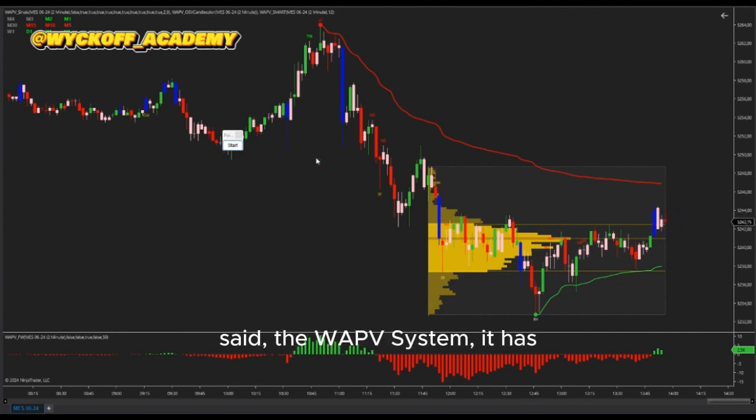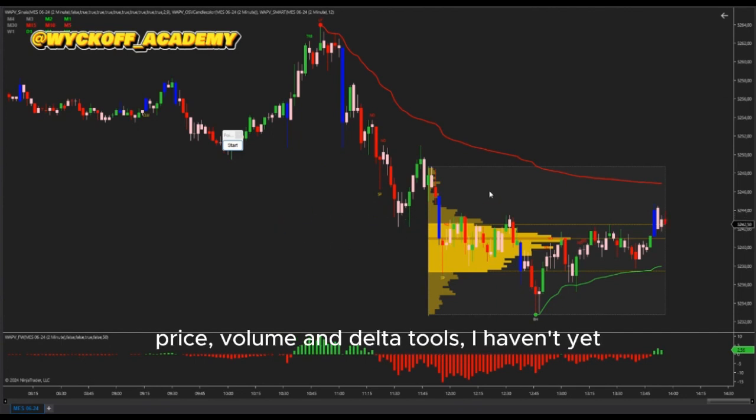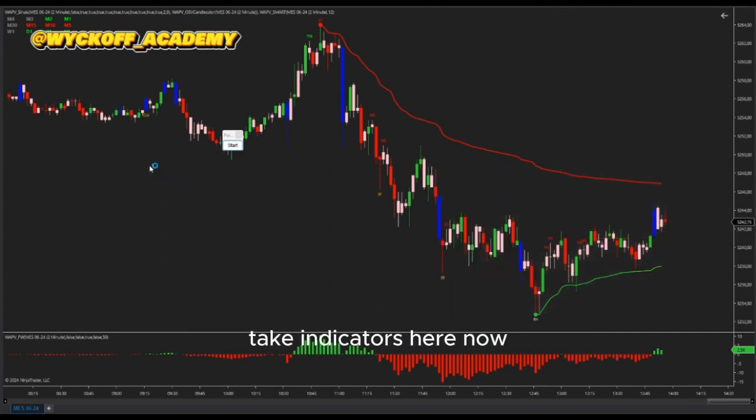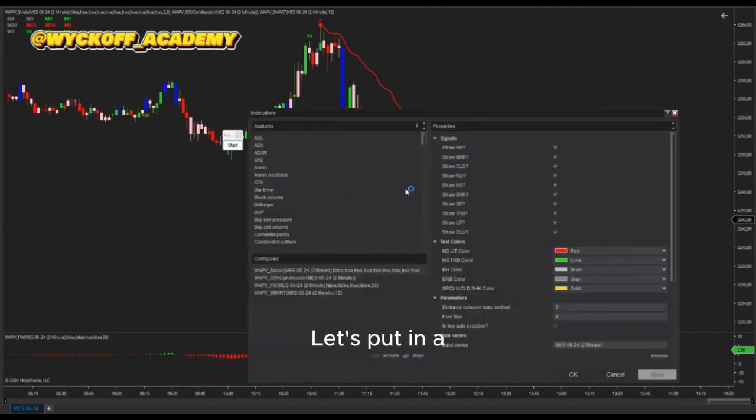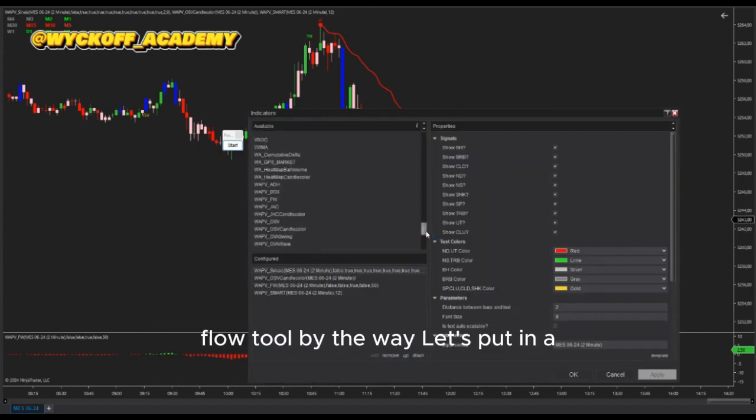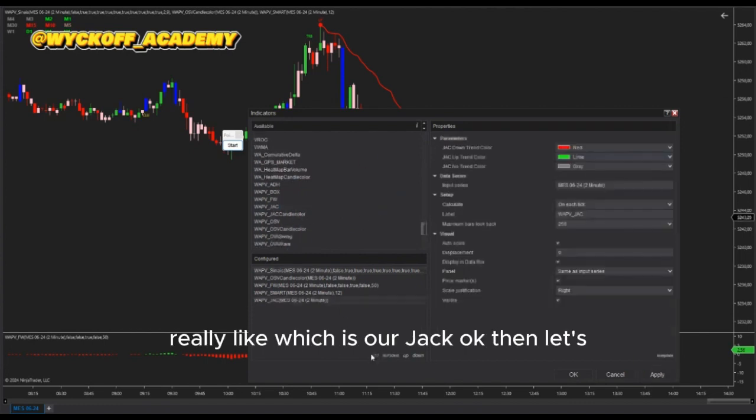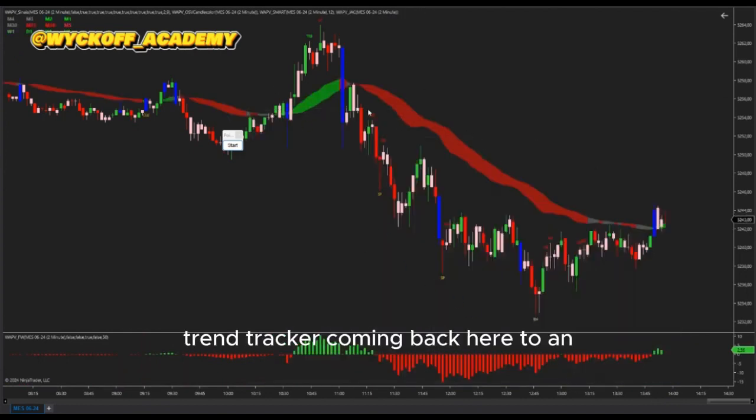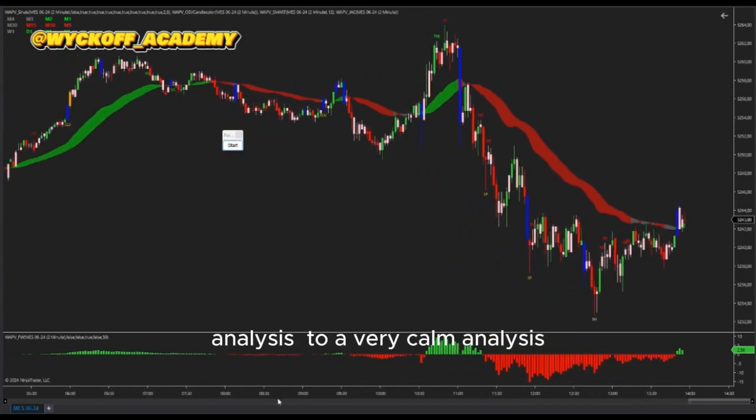As I said, the WAPV system has price, volume, and delta tools. I haven't yet shown the delta tools, which would be the flow in the chart, so let me take indicators here now. Let's put in a flow tool. By the way, let's put in a trend tracker tool that I really like, which is our Jack. Okay, then let's go.